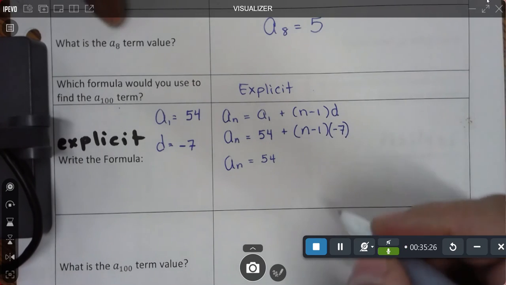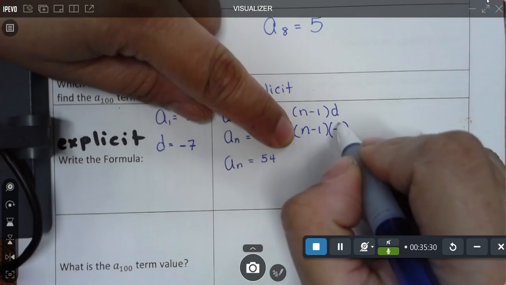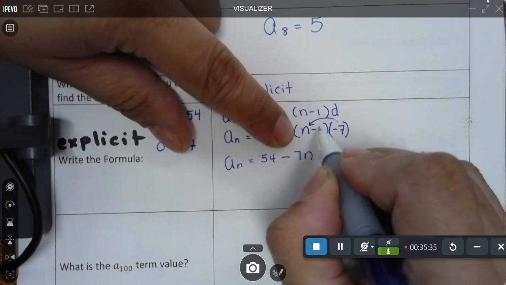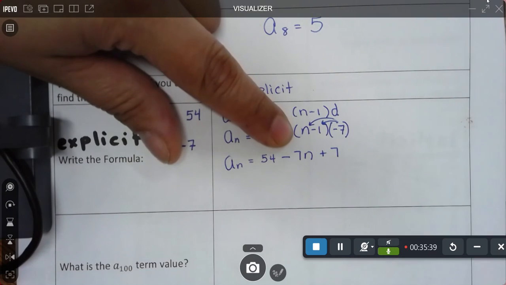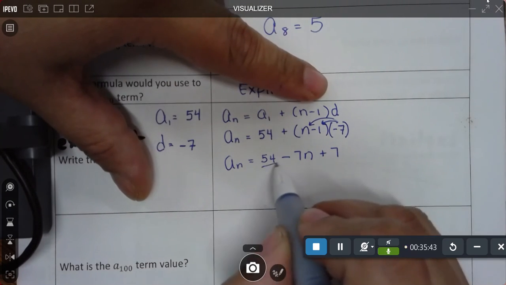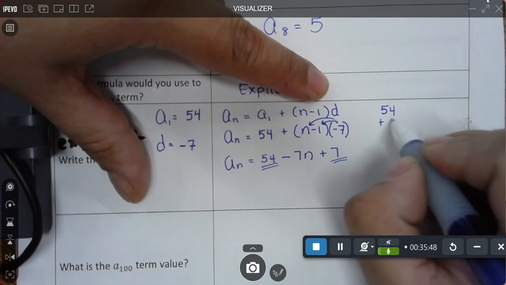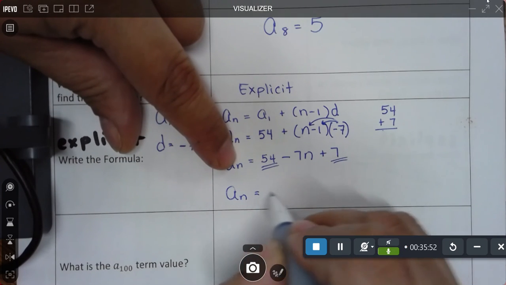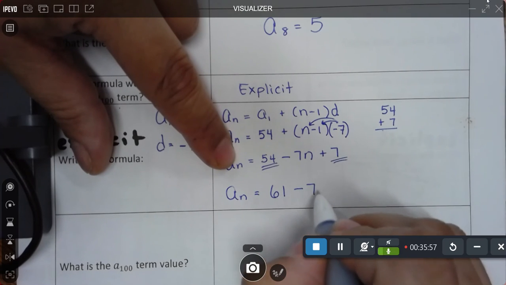Distribute the -7 correctly. Are we clear? What's -7 times n? Okay, -7n. What's -7 times -1? +7. All right. Any like terms that we can combine? Yeah. 54 plus 7. So 54 plus 7 is what? 61. All right, 61 minus 7n.